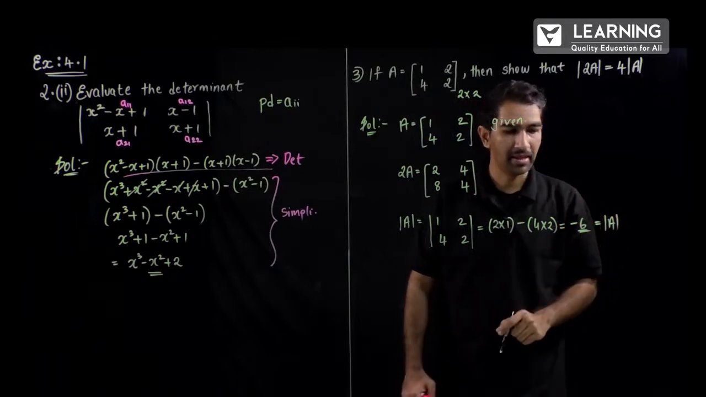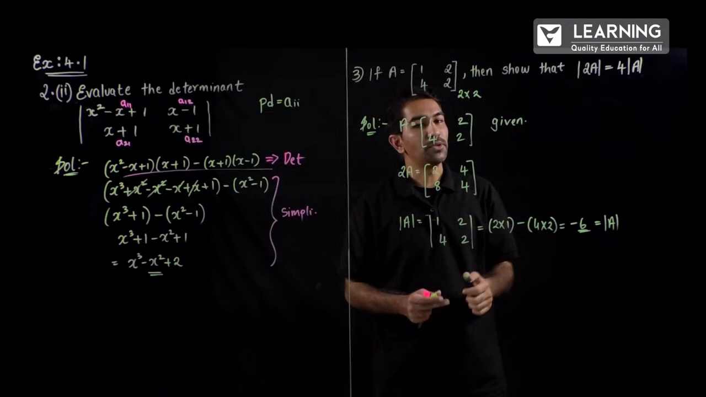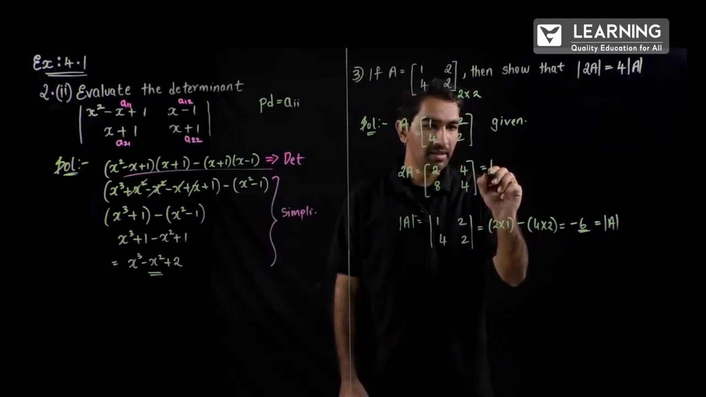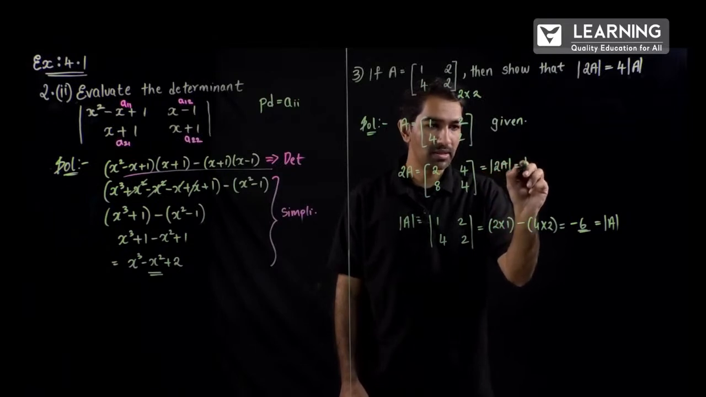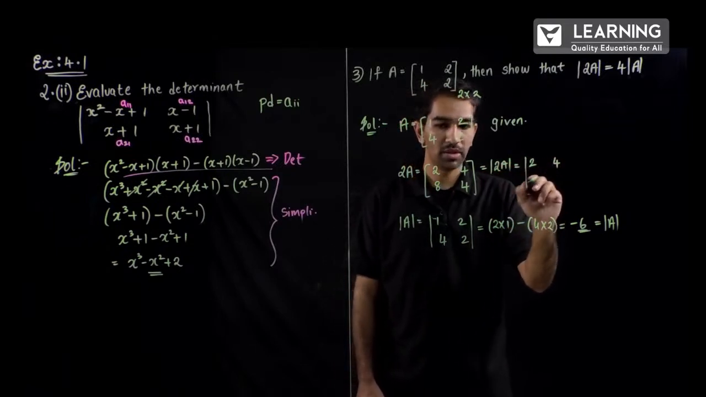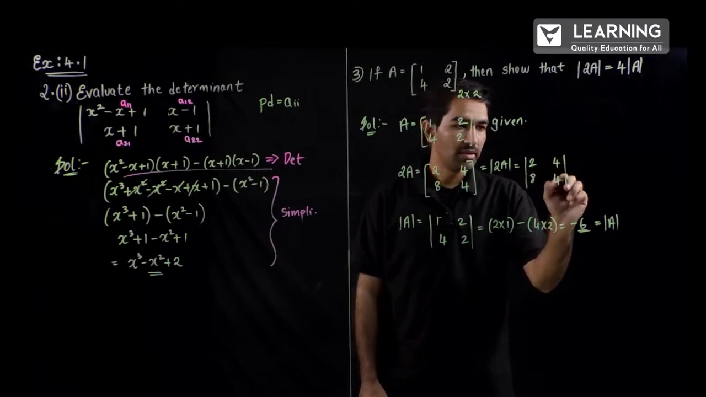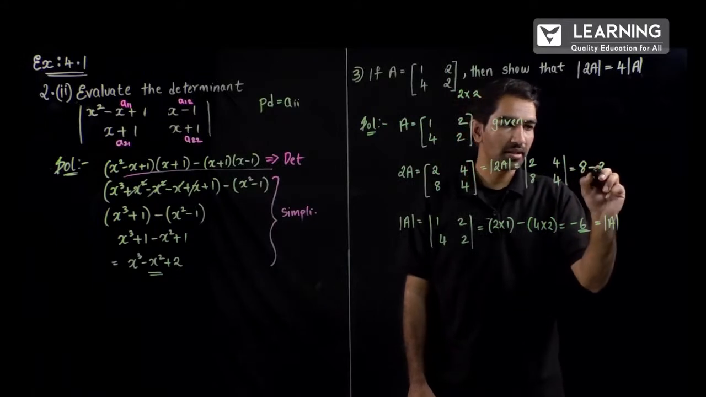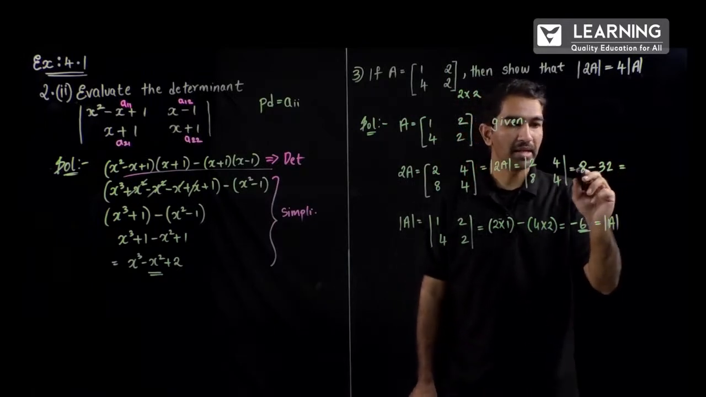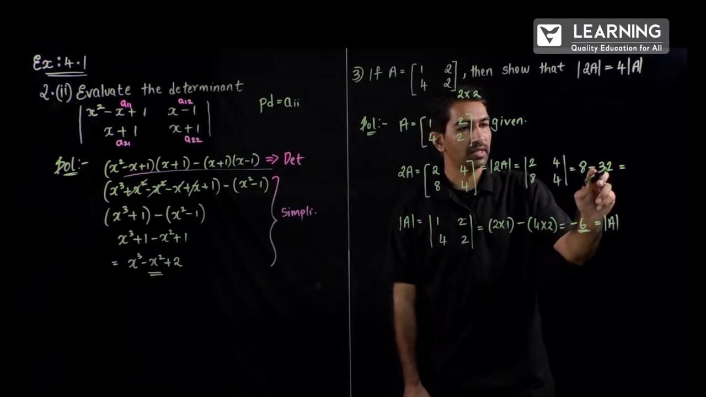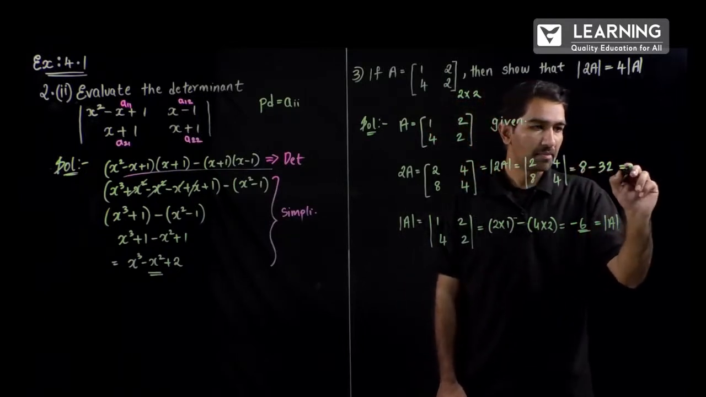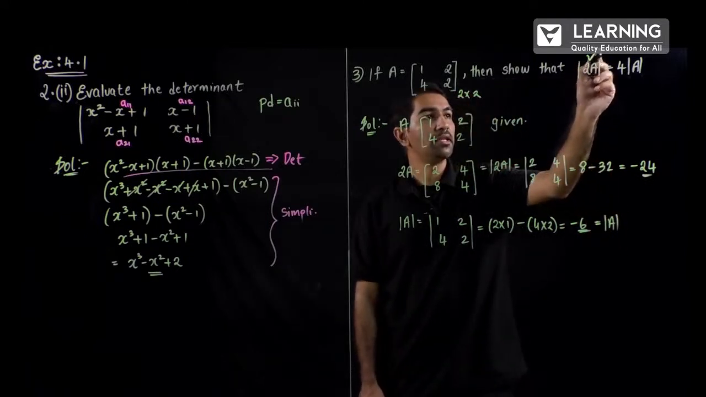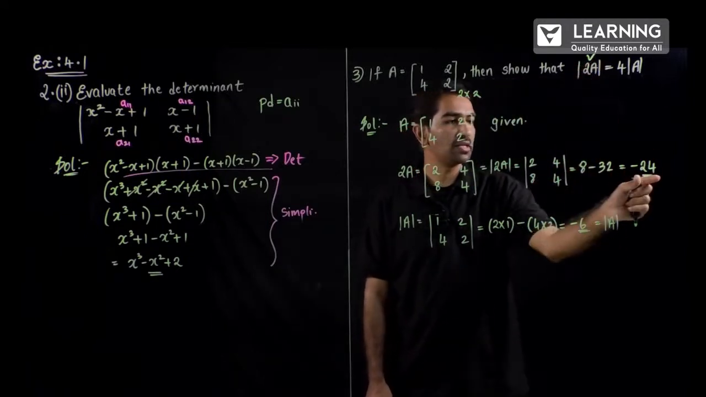Determinant of A. Now let us try to prove this for 2A. Determinant of 2A equals the determinant of 2, 4, 8, 4. Product of the principal diagonal first: 4 2s is 8, minus 8 4s is 32, which is equal to 32 minus 8. So that would be equal to 30 minus 6, which is minus 24. So we got the determinant of 2A as minus 24.